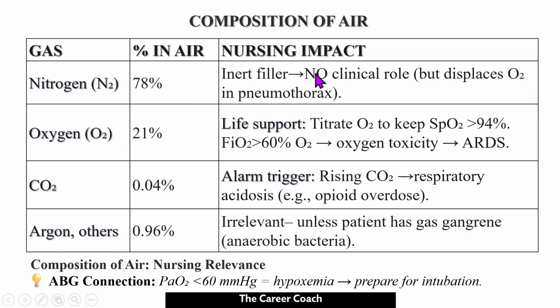How does it apply to nurses? Nitrogen gas acts as an inert filler. It doesn't have any clinical role to play, but it can displace oxygen, leading to pneumothorax. Pneumothorax is a collapsing of the lungs. What keeps our lungs inflated is the oxygen. When inert fillers, which are argon, helium, find their way into the body, they do not play any clinical role, but they may displace oxygen, leading to the collapsing of the lungs, which is called pneumothorax.